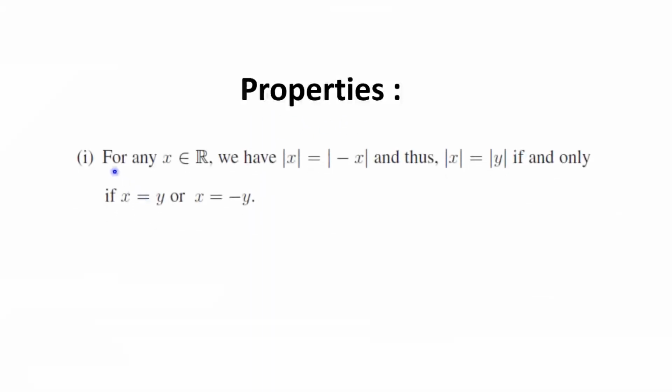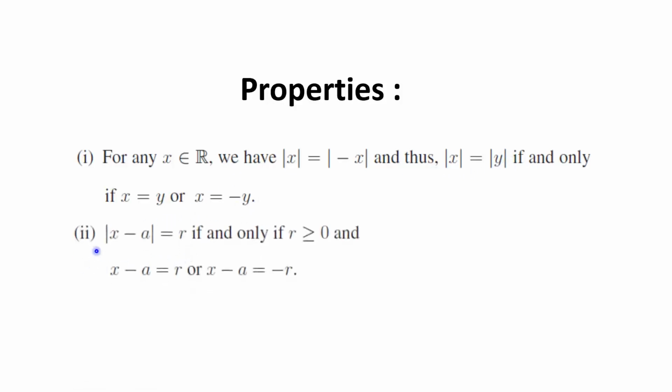First one is, for any x belongs to R, we have modulus of x is equal to modulus of minus x. That is, whatever may be the x value, it is always a positive number. And thus, modulus of x equal to modulus of y if and only if x is equal to plus y, that is positive y, or x equal to negative y, that is minus y. Whatever it may be, that value becomes positive.